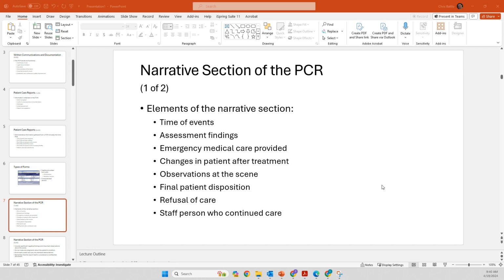Observations at the scene. For instance, if you were in a car wreck, those doctors don't get to see the car. So you need to put in your narrative that the steering wheel was displaced 2 feet, the car was on fire, whatever the case may be. Remember, you are the eyes, ears, and hands of that physician at the scene. So you need to report back to those guys and gals in the ER with good information.